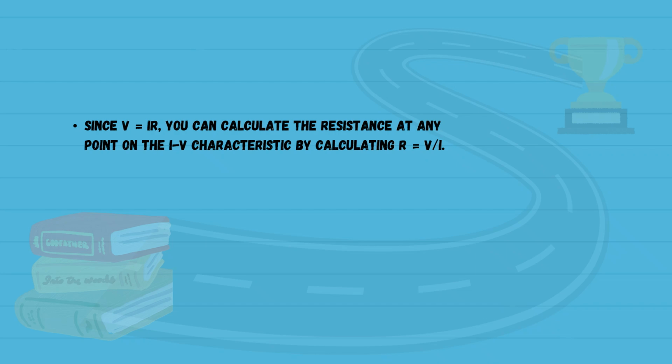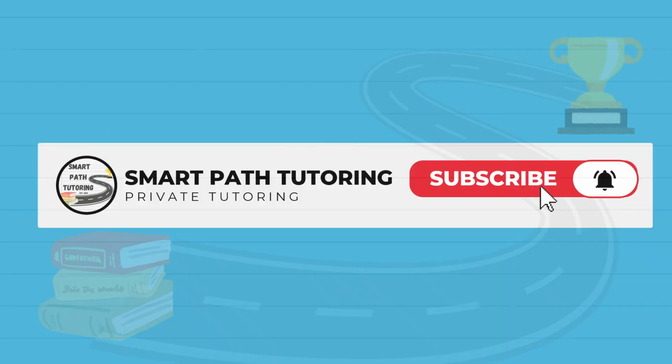Since V equals IR, you can calculate the resistance at any point on the IV characteristic by calculating R equals V over I.